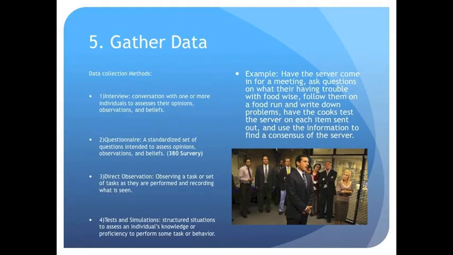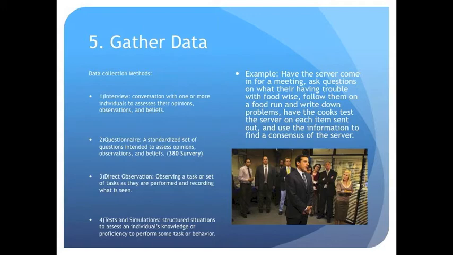The fifth step is gathering data. There are multiple data collection methods such as the following. An interview is a conversation with one or more individuals to assess their opinions, observations, and beliefs. A questionnaire is a standardized set of questions intended to assess opinions, observations, and beliefs.